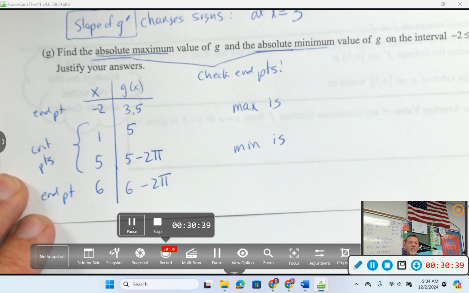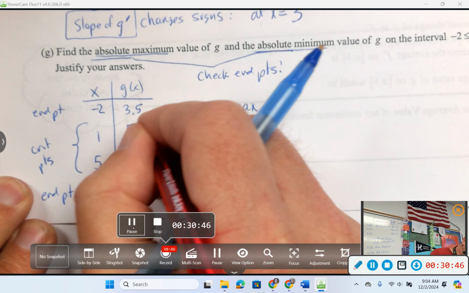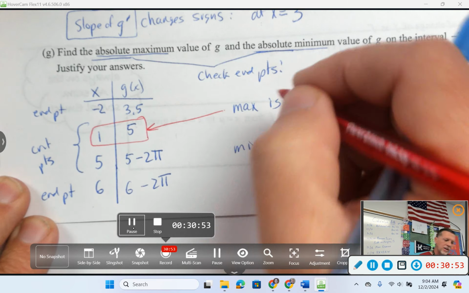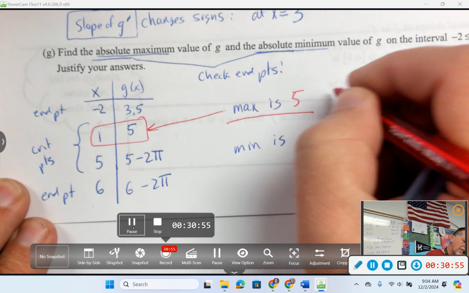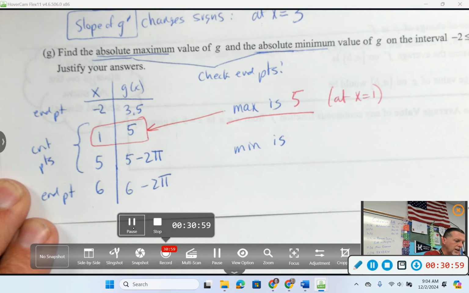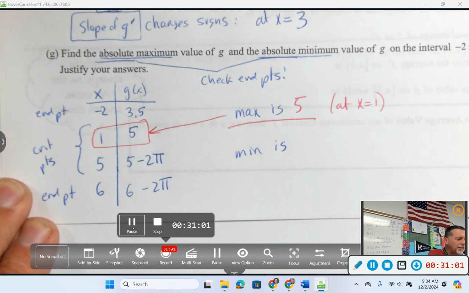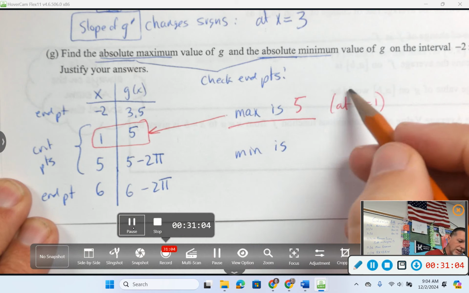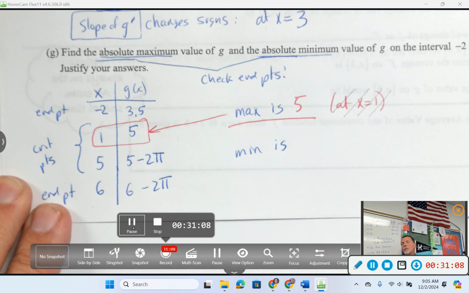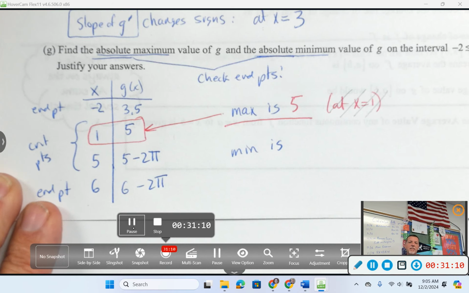Well, which one's the max? I think the max is easy. Well, be careful. The max is this set, but which value is the max? The 5 is the max. It occurs at 1. So the max is 5. It occurs at x equals 1. I did not ask for that, so we don't have to say that. Just putting it on there to highlight, be careful about where it happens versus what it is.